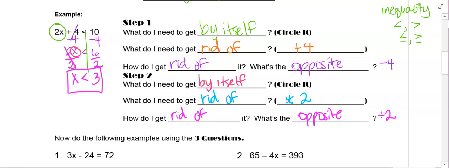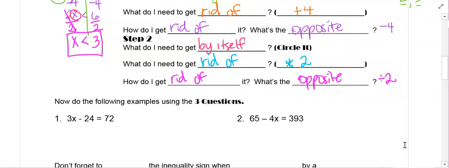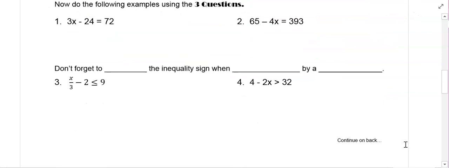So it might seem like a lot, but I give you less problems because I want you to do them right. So it's really, really important that you use the 3 questions in order to help you. So we're going to work through some examples. And again, in class, we might do some different examples, but I like to work through all of them in the notes.